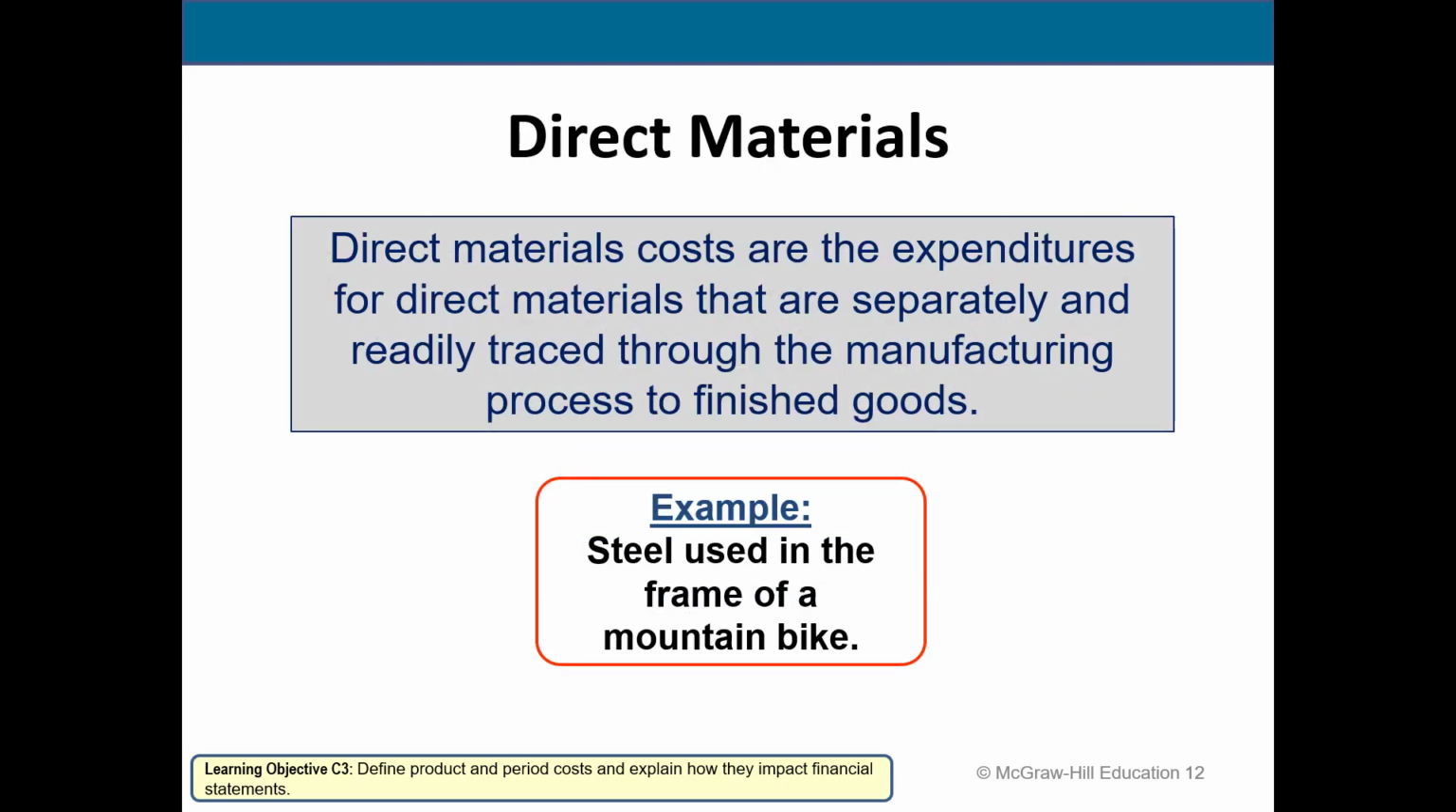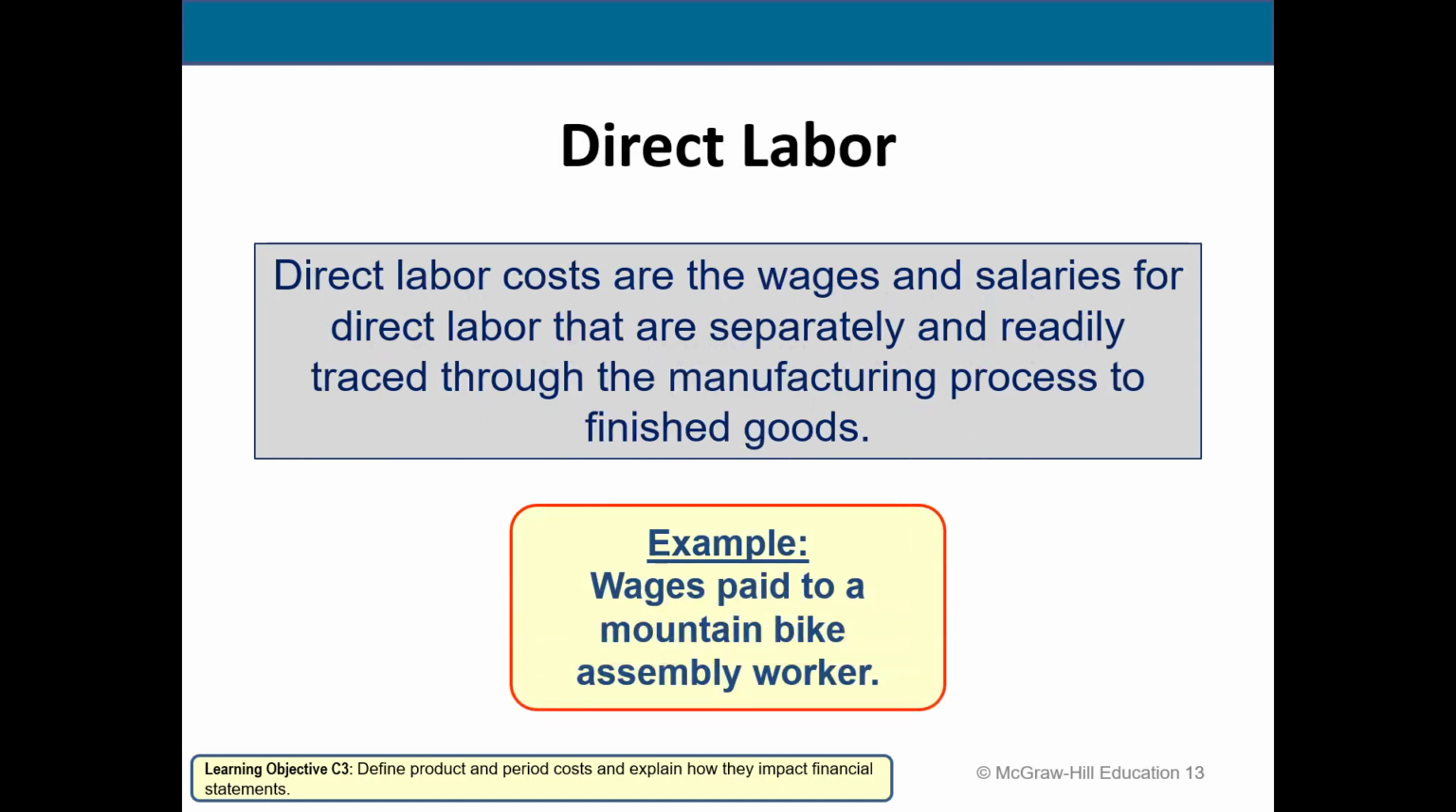Direct materials are the cost for the materials that are separately traced through the manufacturing process to finished goods. Examples of direct materials in the manufacturing of a mountain bike would include the bike's tires, seat, frame, pedals, brakes, cables, gears, and handlebars. Direct labor refers to the employees who physically convert the materials to a finished product.